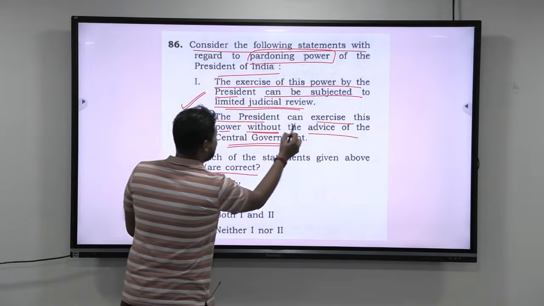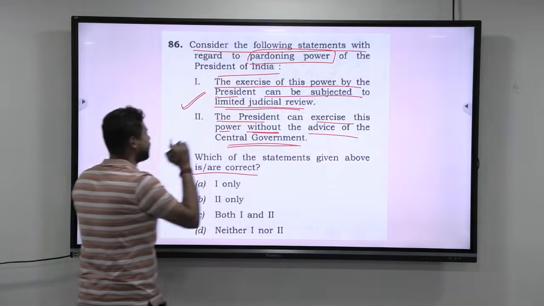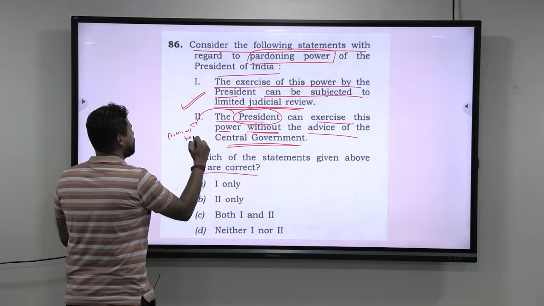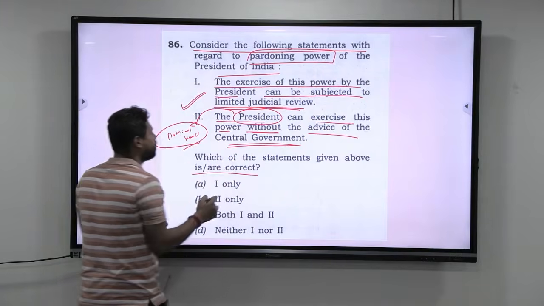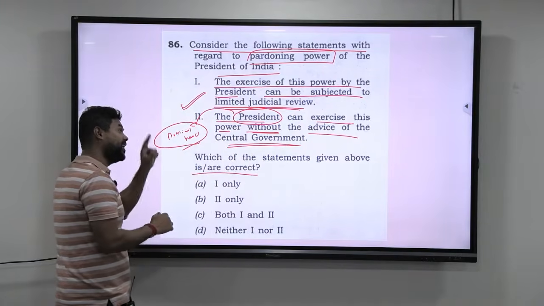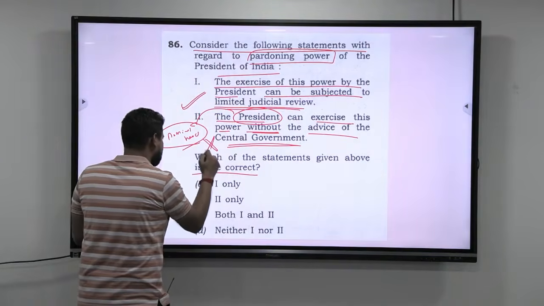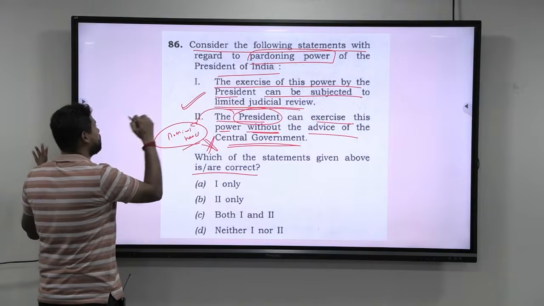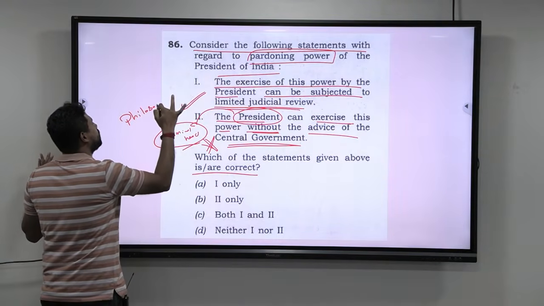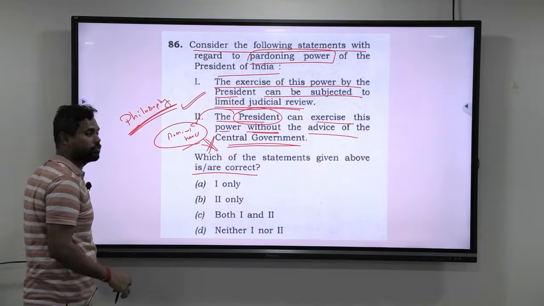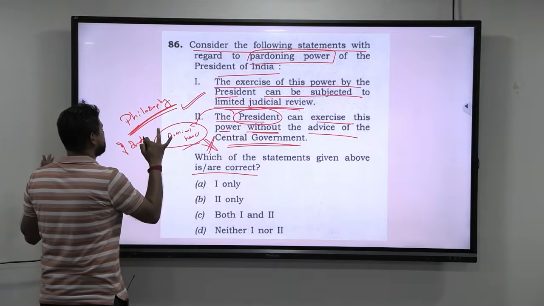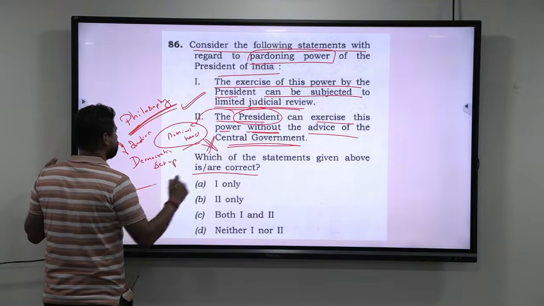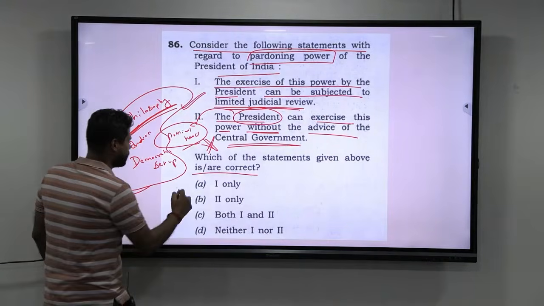Next, the President can exercise this power without the advice of the central government. Now look at this. The President is a nominal head. When the President is a nominal head, why would they give the discretion of this particular power to the President? Very unlikely. So there are very high chances that this is wrong. I am able to understand whether this makes sense or not with respect to only the philosophy of the Indian democratic setup. So always, if you know the philosophy, you can easily get the answer. So the answer here is A, 1 only.